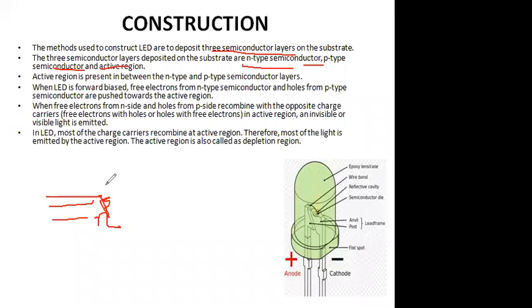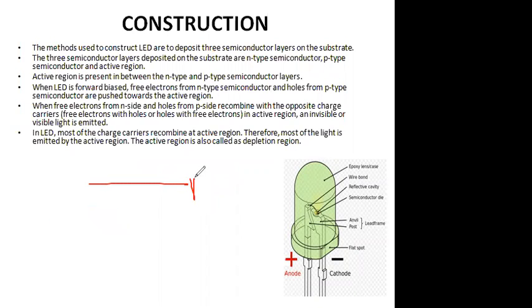The active region is present in between the N-type and P-type. So there is a mistake. This is P-type, this is N-type, and the active region is in between N-type and P-type. These are the active regions.